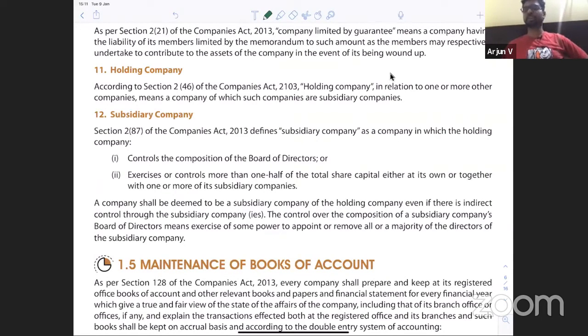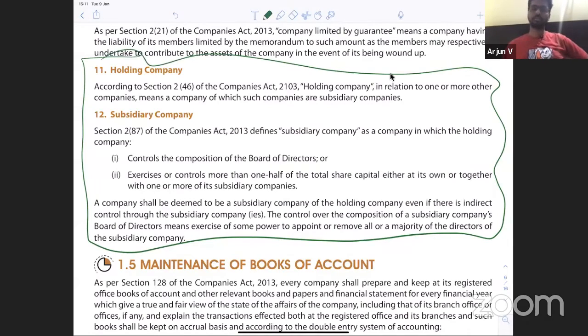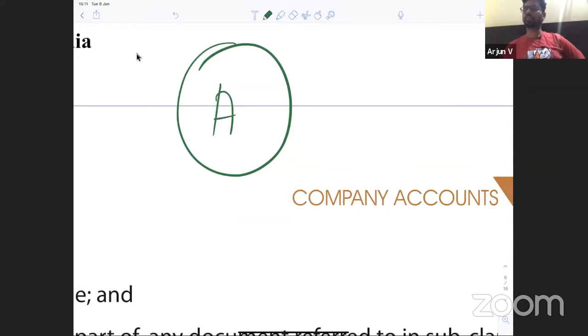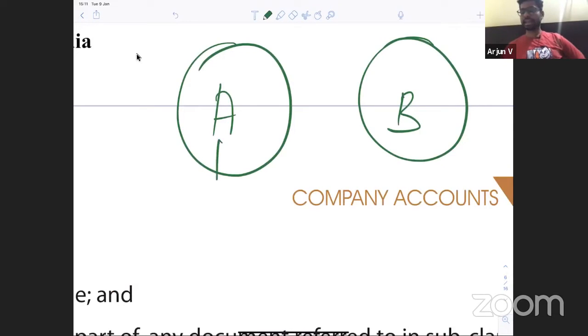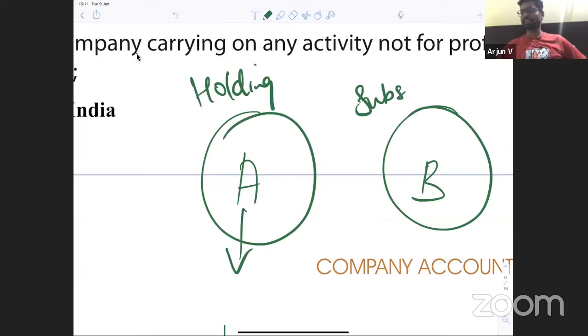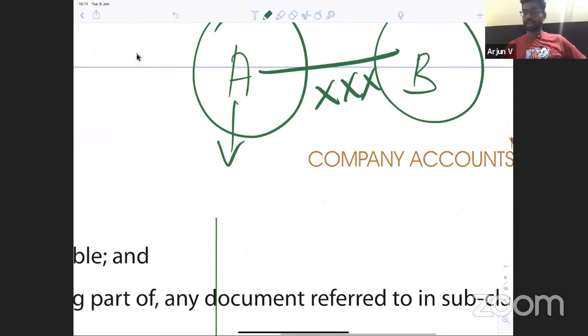Now, before we go into the next further definition, this is something which is extremely important for you guys. What do you mean by a holding company and what do you mean by a subsidiary company? Now, I say a company to be a holding company in relation to a company, which means such companies have subsidiaries. Let's say there is a company A and there is a company B. A, I call it as a holding company, and B, I call it as a subsidiary company only when any of these three cases can happen.